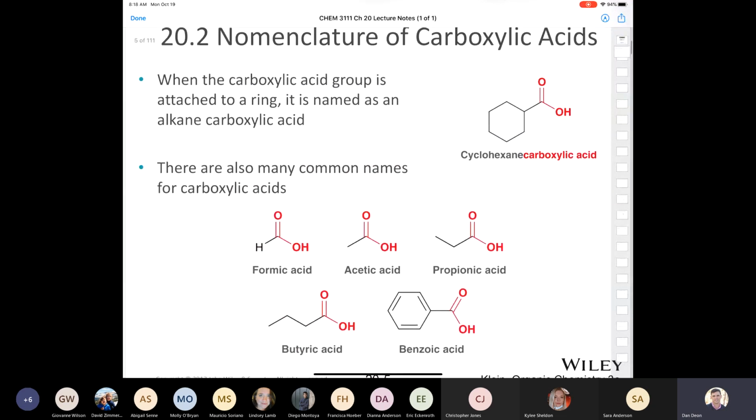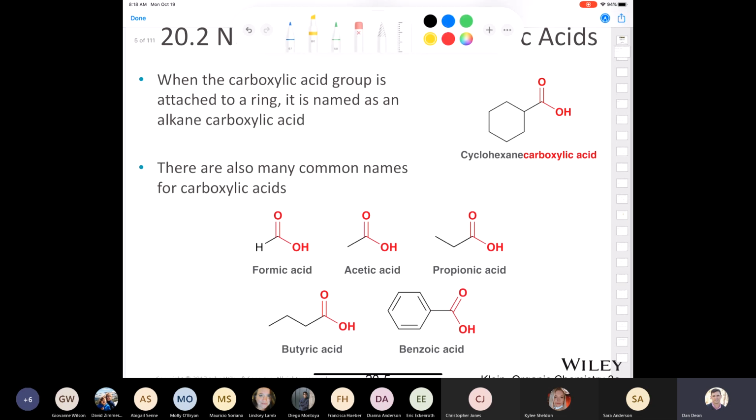When you have the carboxyl group or the carboxylic acid group attached to a ring, it's named as an alkane carboxylic acid. The longest continuous chain in this compound is the 6-membered ring, cyclohexane. So this becomes cyclohexane carboxylic acid. The same thing would apply if you had something like this. This would be called cyclopropane carboxylic acid, and so on and so forth.